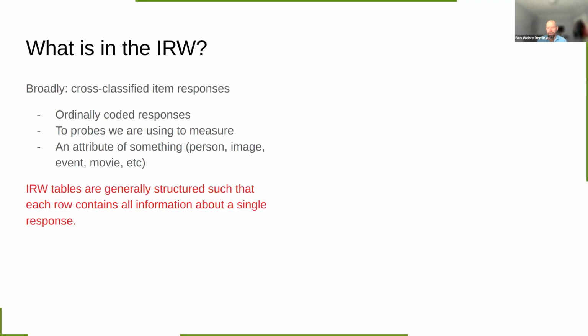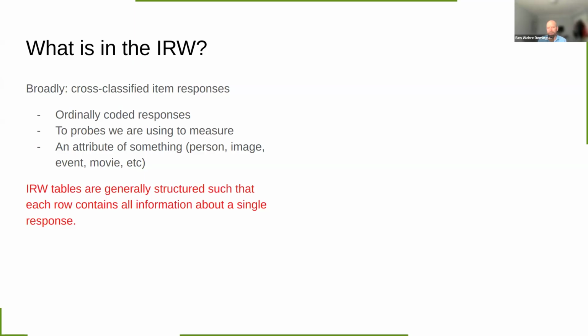What is in the IRW? So the IRW, as I noted, is some 900 plus tables. And to be in the item response warehouse, you have to meet our inclusion criteria. These are pretty broad. The core thing is that the data has to consist of cross-classified item responses. So let me walk through what I mean by that. The responses need to be ordinally coded, right? So that they need to be in categories that can be coherently ordered.